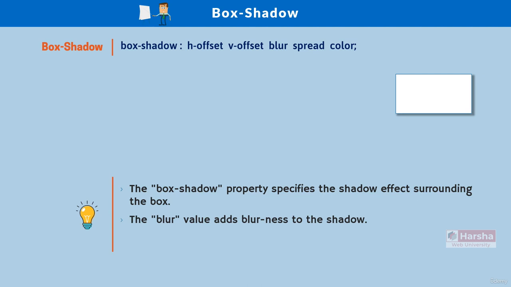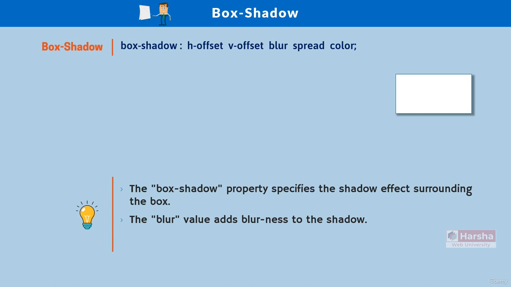For example, horizontal offset is 5 pixels and vertical offset is 10 pixels. And this is the border of the element, and here the shadow starts. So the space between the border and shadow horizontally is 5 pixels and the space between the border and shadow vertically is 10 pixels.